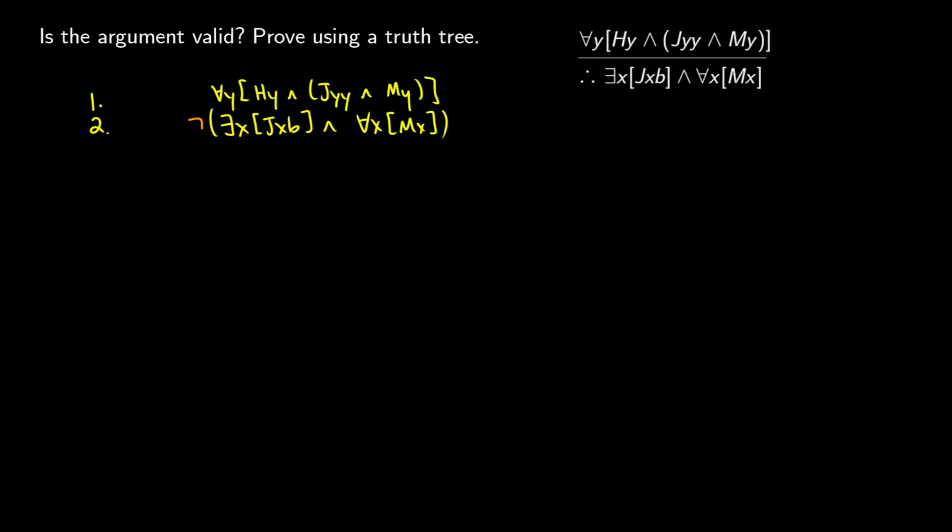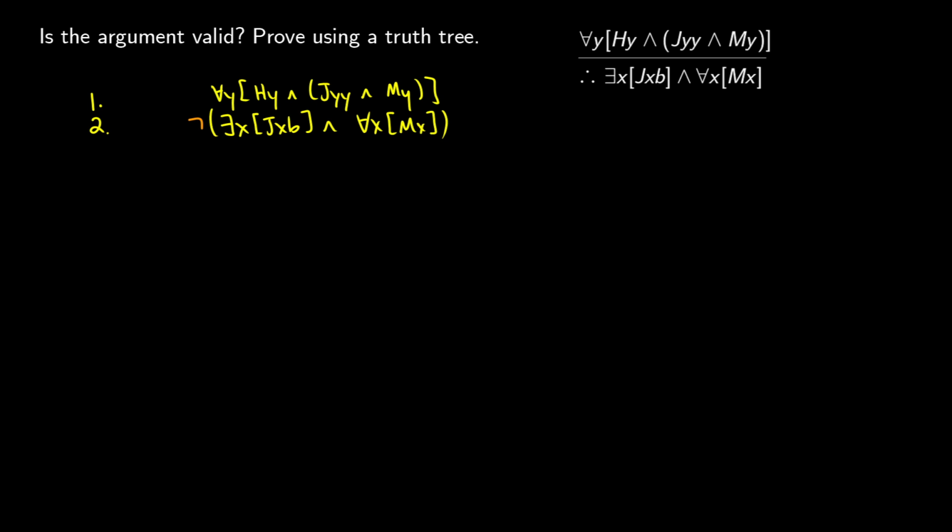Okay, let's do another example. For all y, Hy and Jyy and My entails or says that there exists an x, Jxb, and for all x, Mx. Okay, so what we do is we negate our conclusion.